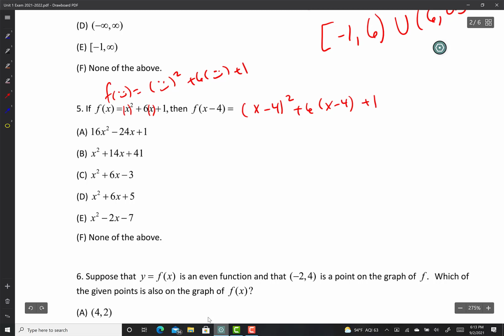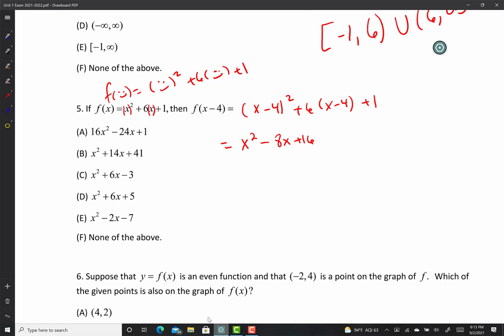And then we're just going to expand it, guys. So x times x is x squared. X times negative 4 is negative 4x, but you're going to have 2 of those, so minus 8x. Negative 4 times negative 4 is 16. Some of you might be wondering about the 2 of those. I'll explain.